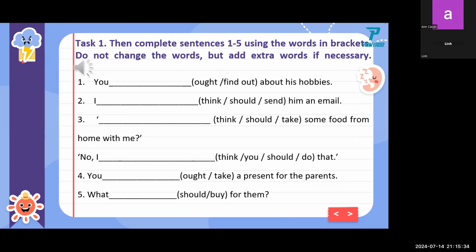Don't worry. Have you got any other advice for me? Yes. You ought to take a present for the parents. Oh, okay. What should I buy for them? Just something small. Something for the house. Okay, good. And remember to say please and thank you when you're staying with them. The English are very polite. Great. Thanks for the advice.